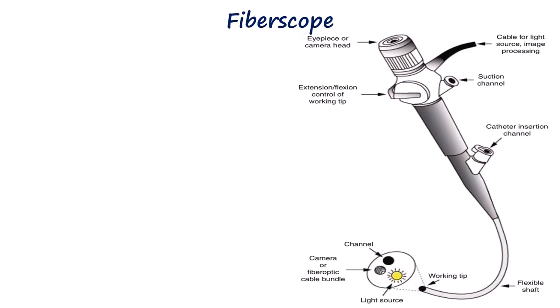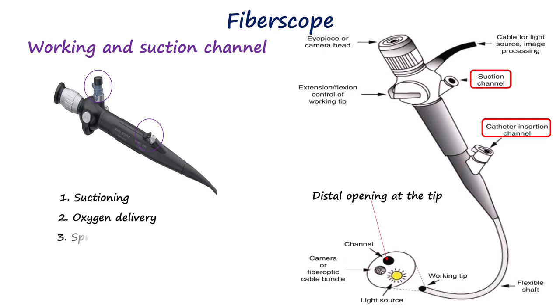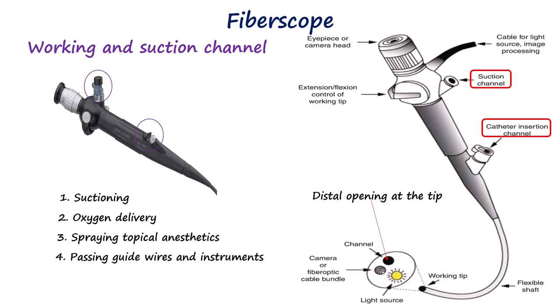Finally, the working and suction channels run along the scope and both open at the distal tip. Through these openings, we can suction secretions, deliver oxygen, spray topical anesthetics, or even pass instruments like catheters and guide wires while the scope remains in place. In smaller scopes, the two channels may be combined into a single multipurpose channel.